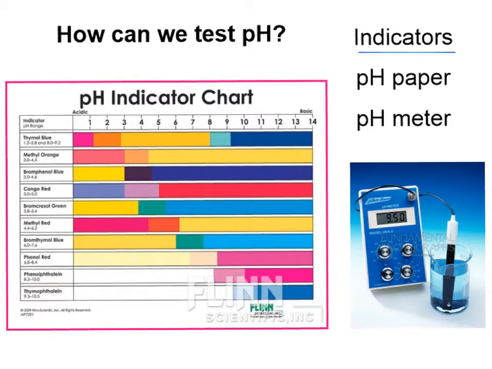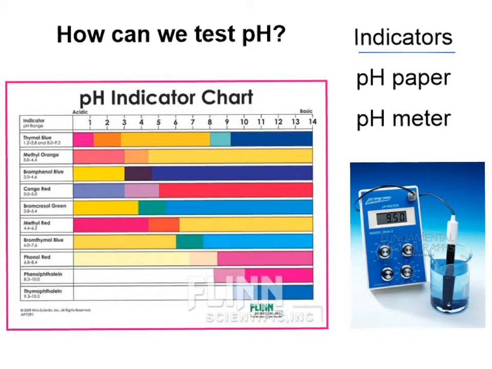Indicators are simply chemical compounds that undergo color changes in the presence of hydrogen ions and hydroxide ions in solution. So here is just a chart that shows you there are many, many different indicators. Here are some common ones that show at what pH that indicator will change color.